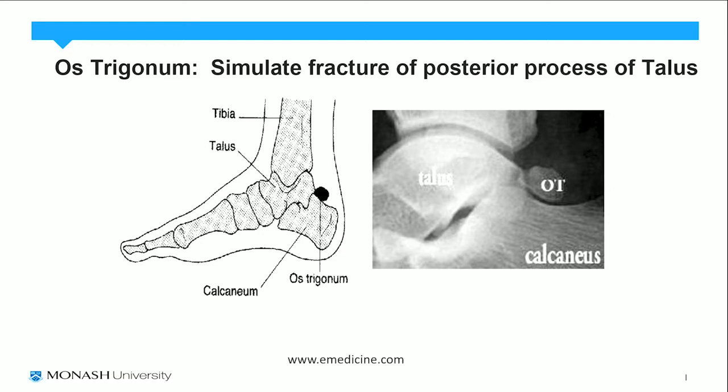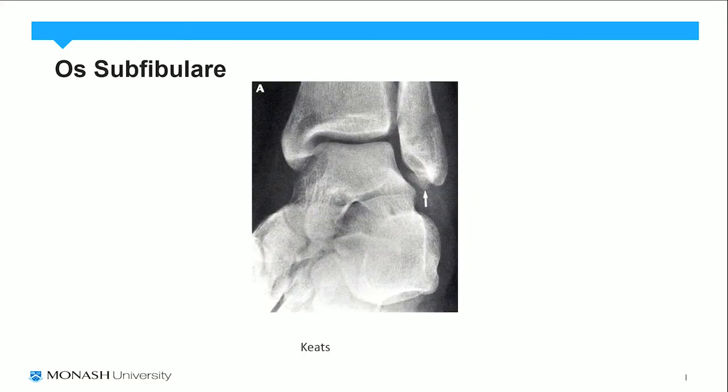One of the most common normal variants is the os trigonum, which sometimes can simulate an avulsion fracture at the posterior process of the talus. The os subfibulare is a normal variant at the tip of the distal fibula, and could inadvertently be called an avulsion fracture if there had been any injury to that area.